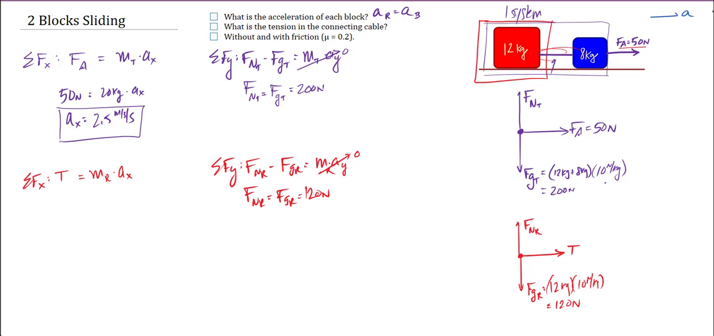Then we can use our x equation for the red object to solve for the tension, because the red object has the same acceleration as the blue, and it has the same acceleration as our total acceleration. So this acceleration here is the same as that acceleration, and we can use it to solve for this tension force. That's just going to be the red object's mass of 12 times our acceleration of 2.5 meters per second squared, which gives us a tension of 30 newtons.